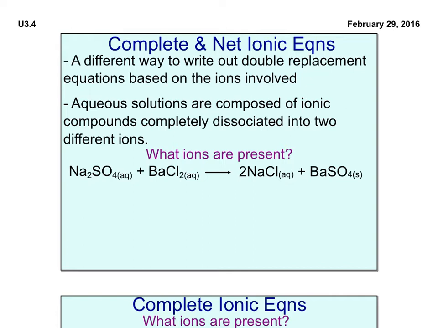Today we are going to talk about complete and net ionic equations. This is a different way to write out the double replacement reactions that we learned about last week. So it's still double replacement, two aqueous ionic compounds, metals, nonmetals, the metal switching places to make two new products. All we're doing is writing out the actual equations slightly differently.